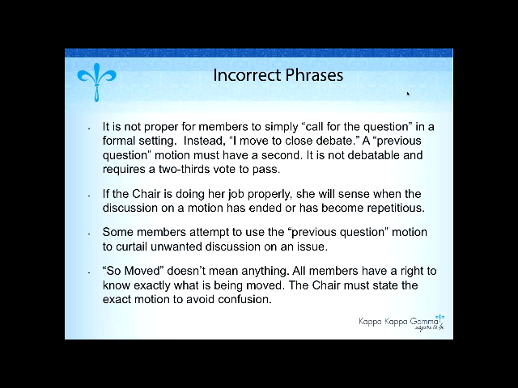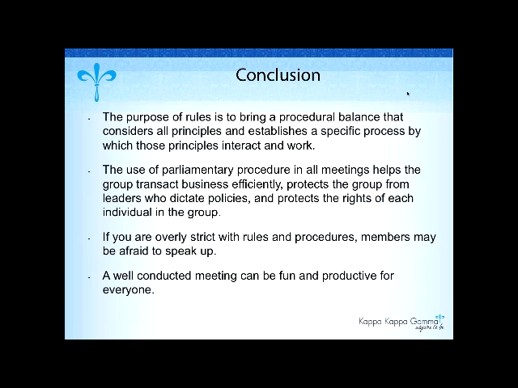Another one, "so moved." The chair needs to repeat the motion even if it's a simple one. This way, all members have the right to know exactly what is being moved, because someone may be hesitant to raise their hand and say, "Wait, I'm a little confused. What were those words? Tell me again." During chapter council meetings or informal chapter meetings, the chair can use some shortcuts. The chair can save some time conducting routine business by obtaining unanimous consent, as long as she has included the words, "if there is no objection."